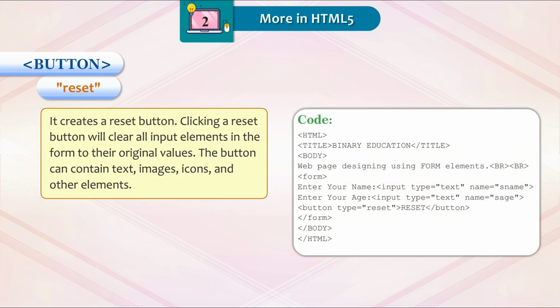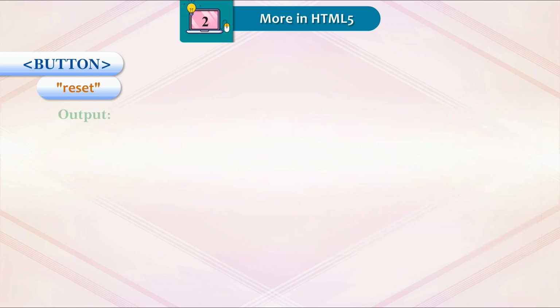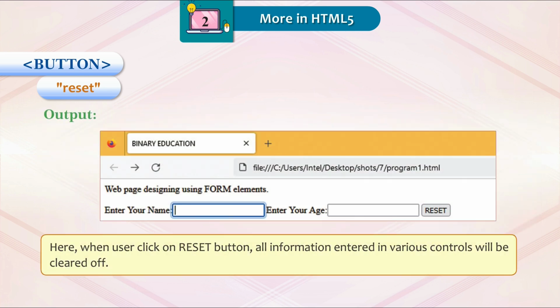Reset. It creates a reset button. Clicking a reset button will clear all input elements in the form to their original values. The button can contain text, images, icons, and other elements. Code. Output. Here when the user clicks on the reset button, all information entered in various controls will be cleared off.